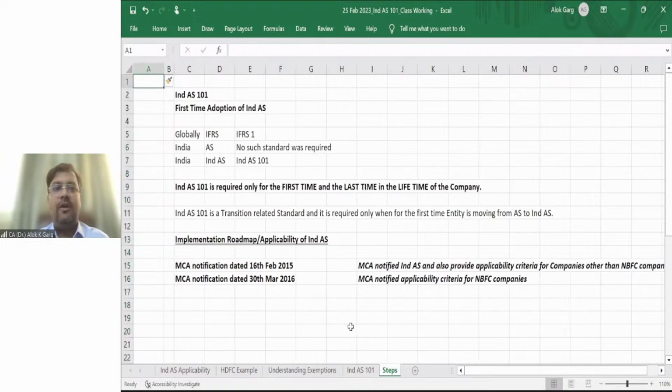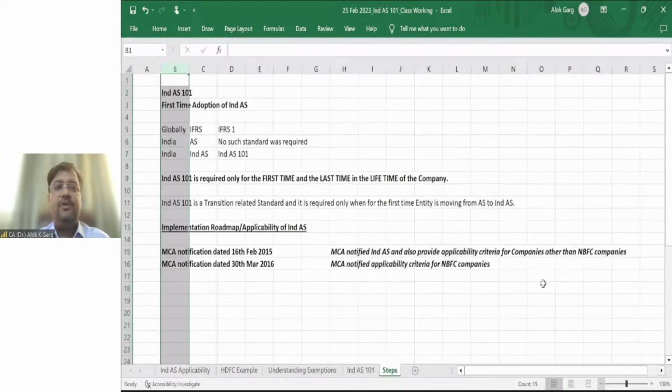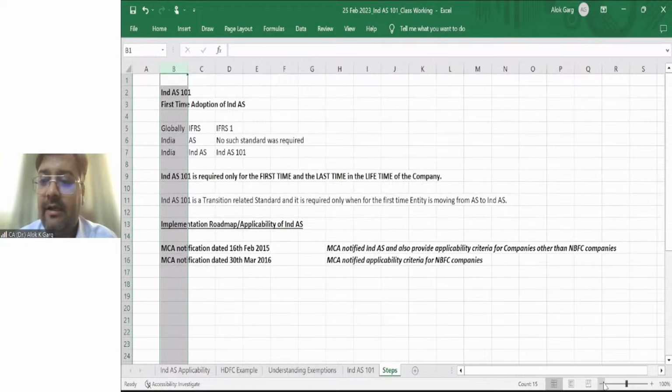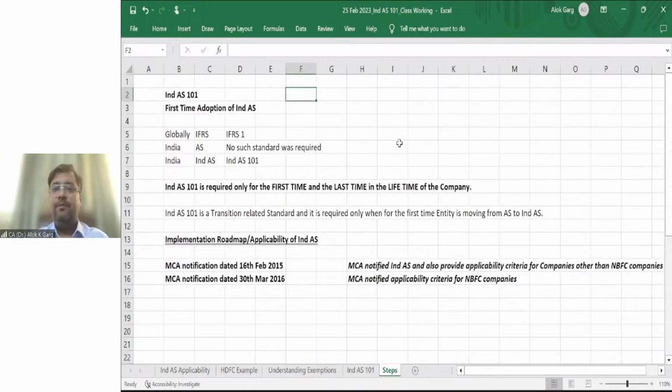Friends, I hope my Excel file, all the columns are visible properly. Please let me know if there is any issue. Is my audio and video clear? I would request all the participants to please confirm, because there could be an issue at the level of one or two participants, but it should not be from all of you. So please confirm quickly. Okay, every column is visible now. Very good.